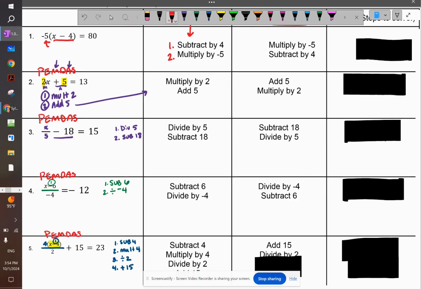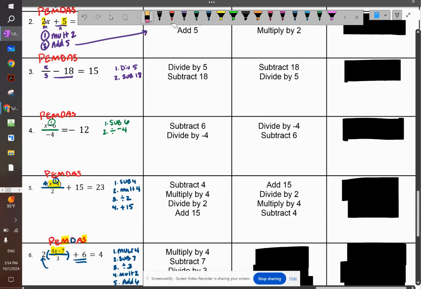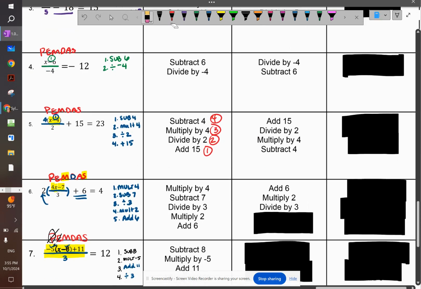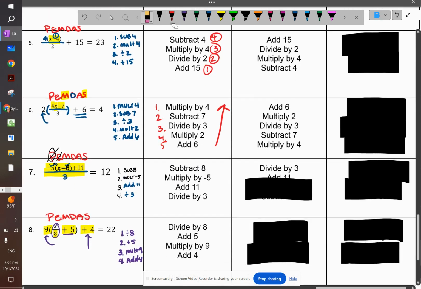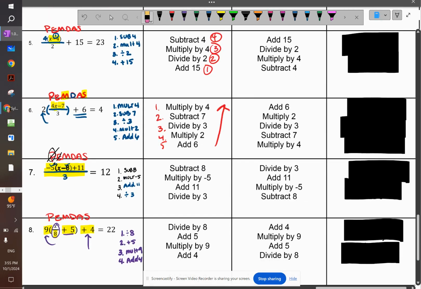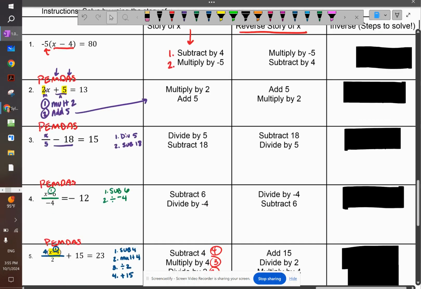So I'm just asking you to reverse the order of each of these stories. This is just copying down and reversing the order. So this is going to be first, then second, then third, then fourth. You can see how I'm reversing that order. The story was 1, 2, 3, 4, and 5. Now I'm going to reverse the order. Add 6, multiply by 2, divide by 3, subtract 7. And again, you're just copying this down.